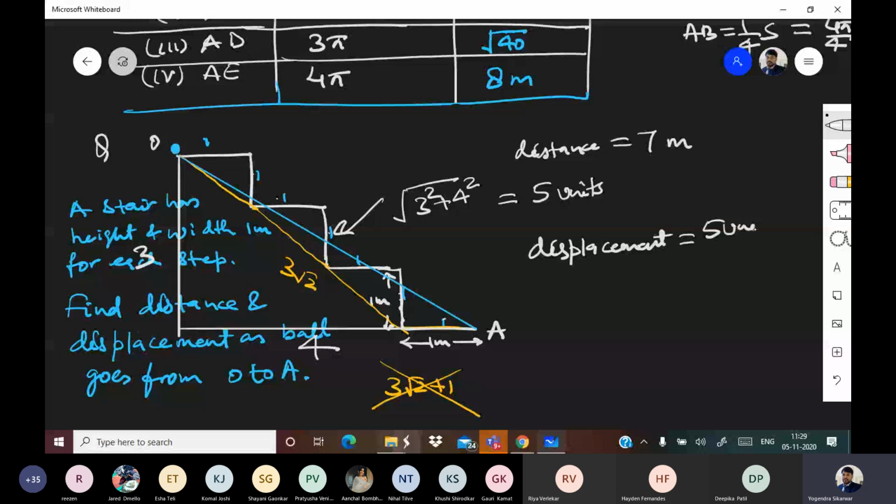People became very creative. They got 3 root 2 plus 1, 5 root 2, 5 root 2. Some got 4 also. Some got 5.242. How did you get this 5.242? Some got 2 root 2 also. Very nice. Some got displacement 4 also. Good, good. Some got displacement equal to 3. How did you get that?